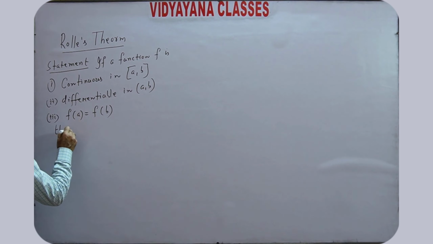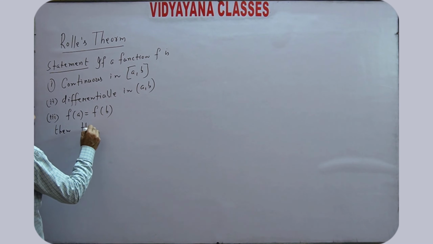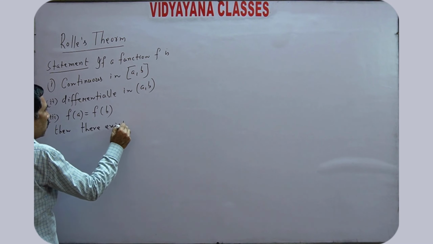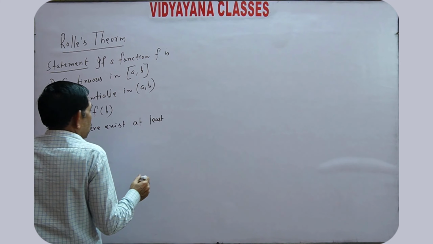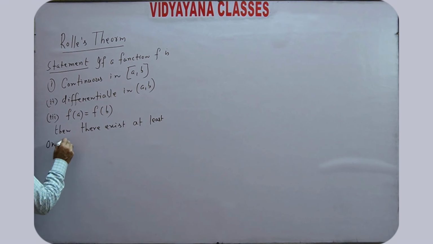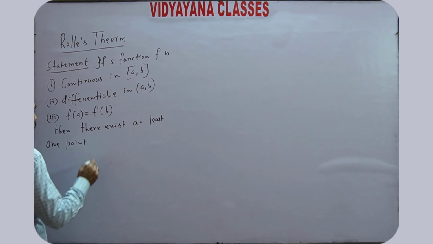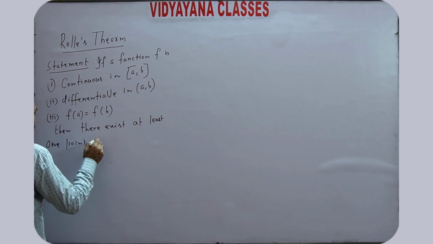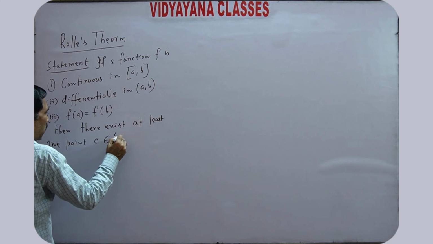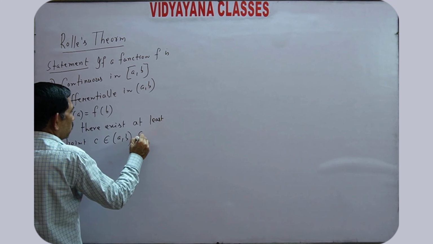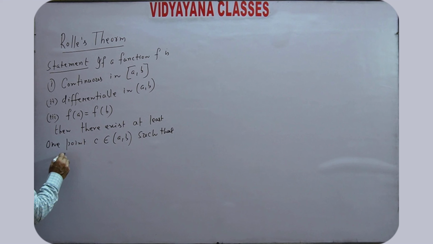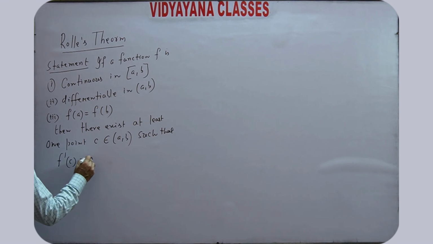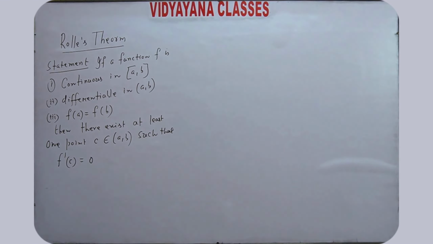then there exists at least one point c belongs to open bracket AB so that f dash c is equal to 0. Only the statement in your course in Rolle's theorem.